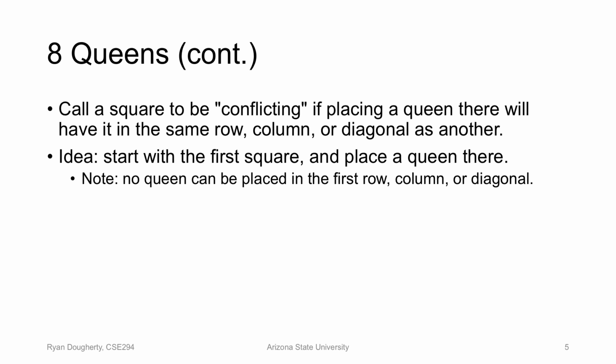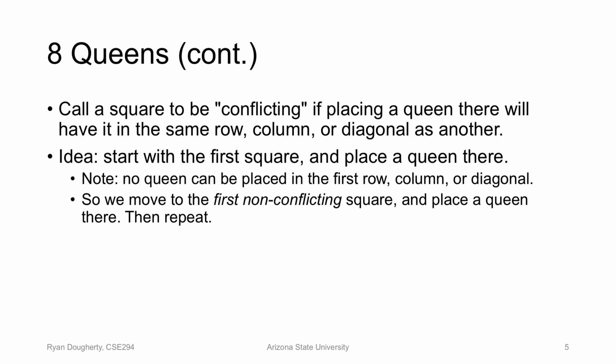When I place that queen in the first space, I've removed every single possibility in the first row, column, or diagonal. I've removed all those squares. No queen can be placed there, right? Because if I did, then it would be a conflicting square. And so we move to the first non-conflicting square by scanning right until we find the non-conflicting square, then place the queen there, then we recurse.